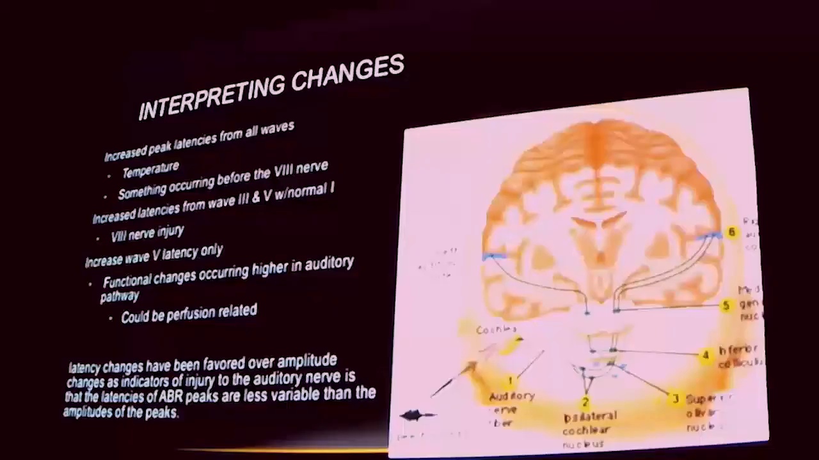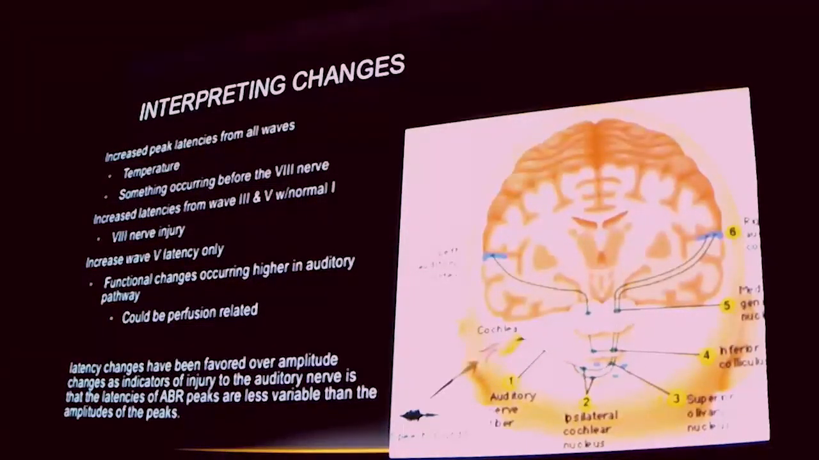So latency changes have been favored over amplitude changes as indicators of injury to the auditory nerve. The ABR latencies are less variable than the amplitudes.